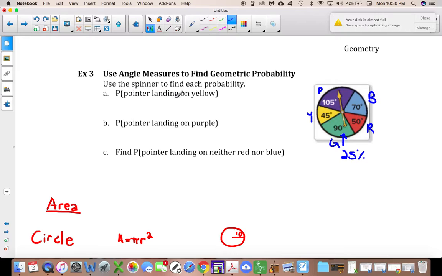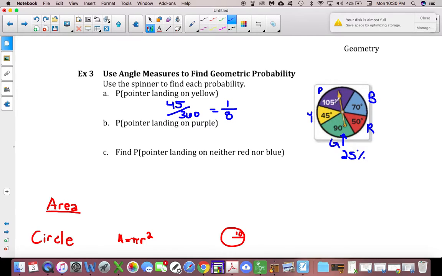So the probability that the pointer lands on yellow is 45, not out of 100, 45 actually out of 360. There's 360 degrees in a circle, so be very careful of that. 45 out of 360 reduces, it is 1/8. So I have a 1 in 8 chance that my pointer is going to land on yellow.